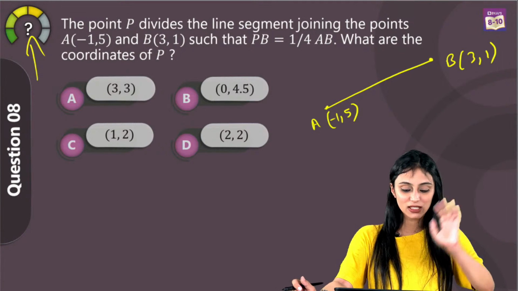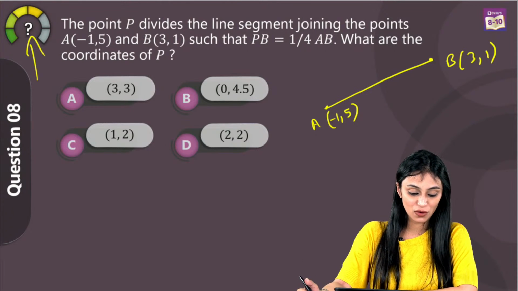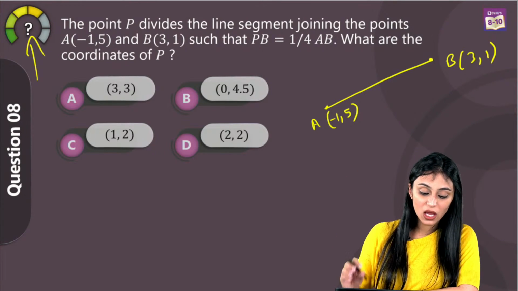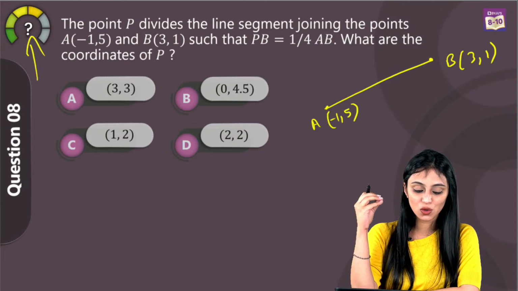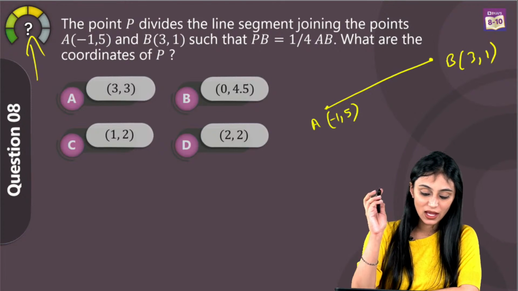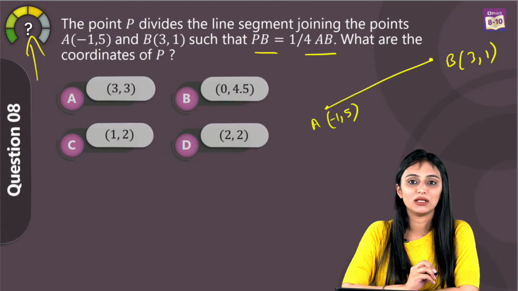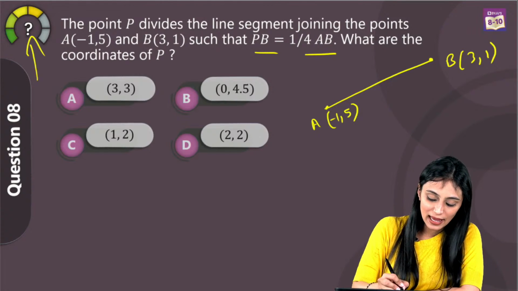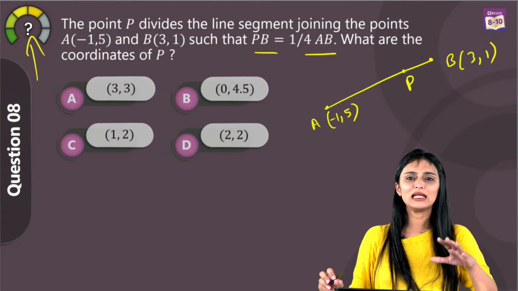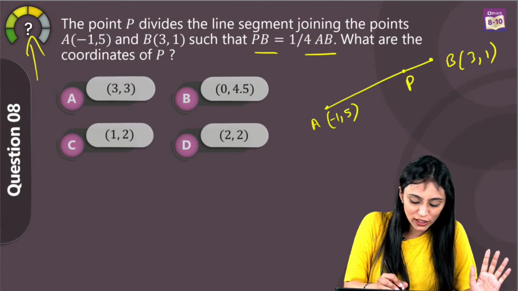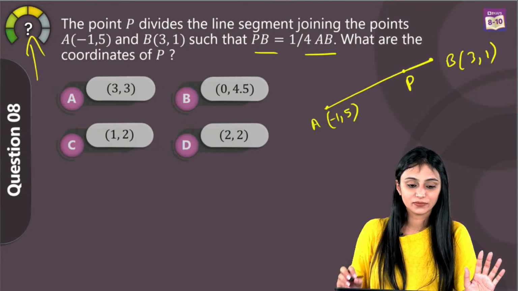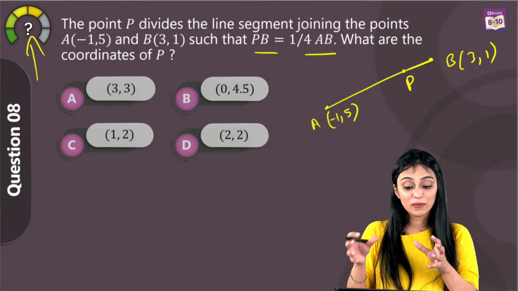Yes, but let me explain to you how we know that we have to apply section formula here. Coordinates of A and B are given. P divides the line segment joining them. P is dividing them, and PB is 1/4 of AB. P is somewhere on this line and it is 1/4 of AB. Definitely it is much smaller than AB, so I have drawn it closer to B, right? Okay.